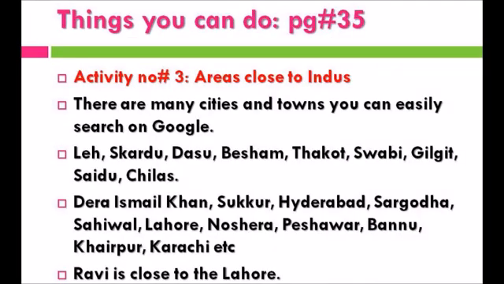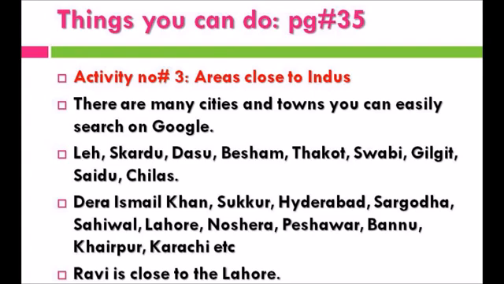Okay students, our third activity is look at a map of Pakistan and make a list of all the main towns and cities of the Punjab and Sindh that are close to the river Indus and its tributaries. Find out the name of the river that is close to Lahore. Answer is there are many cities and towns you can easily search on Google.